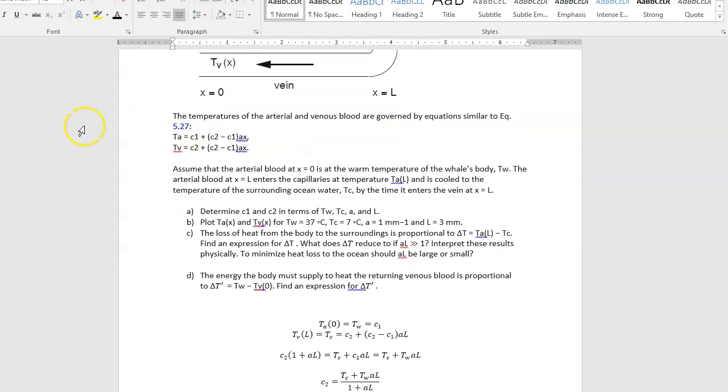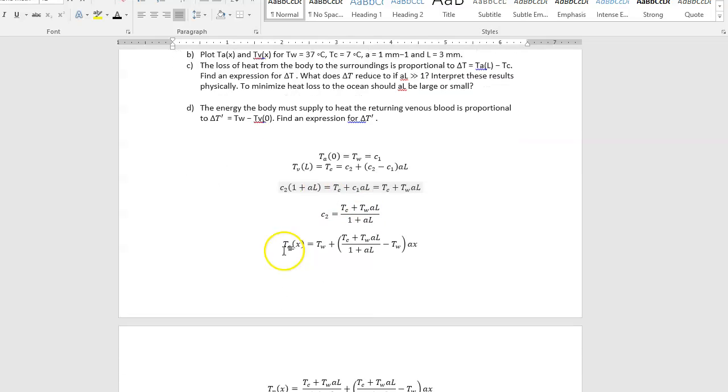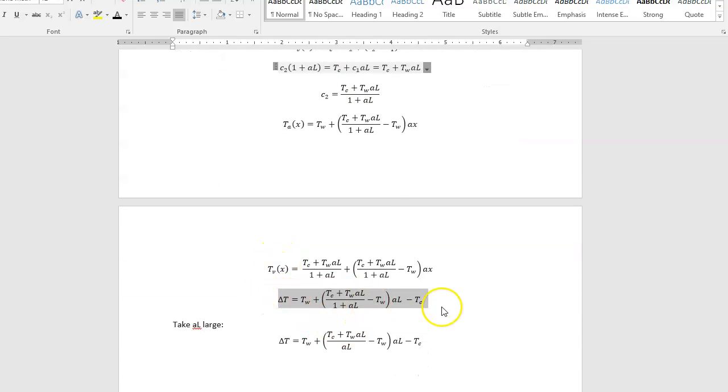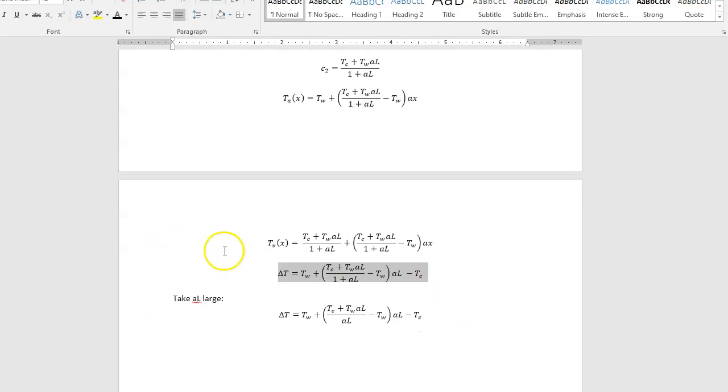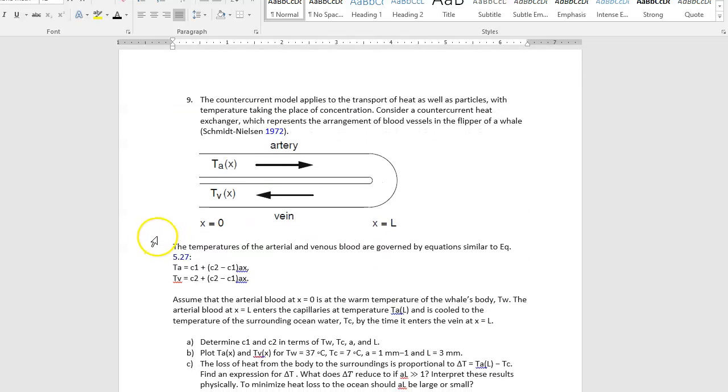So, a good bit of algebra. Get to your expressions for C1 and C2. Get to your expression for delta T. And once you're here, it's a matter of putting in the values and just doing the calculation. And I believe that is it, and that gets us to the end of problem 9.